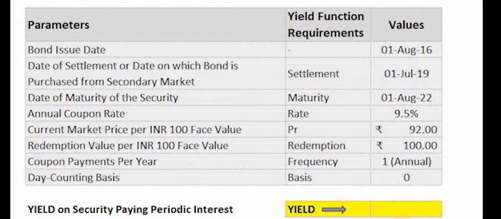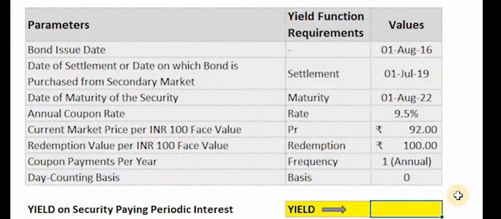Say ABC Limited Company issued a 6-year bond with 100 rupees face value on 1st August 2016 that offered a 9.5% coupon rate to be paid annually. The maturity date of the bond is 1st August 2022. On 1st July 2019, the current market price of the bond in the secondary market was 92 rupees. What is the yield to maturity of the bond on 1st July 2019?